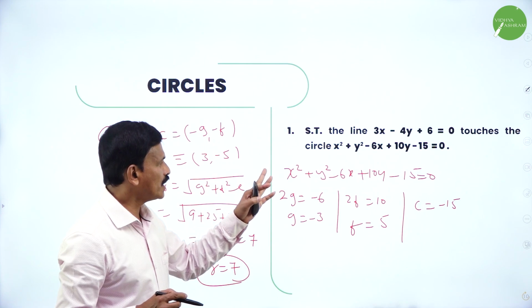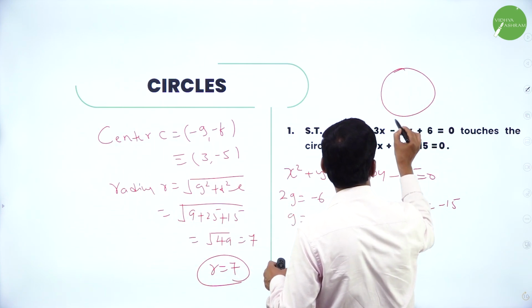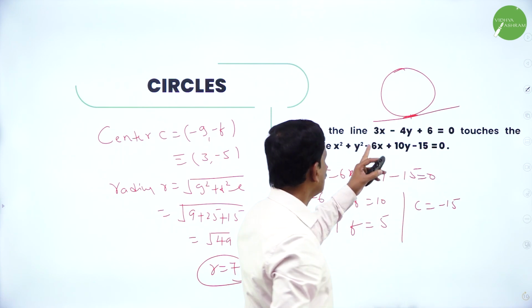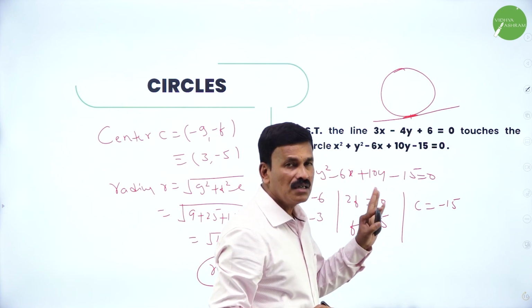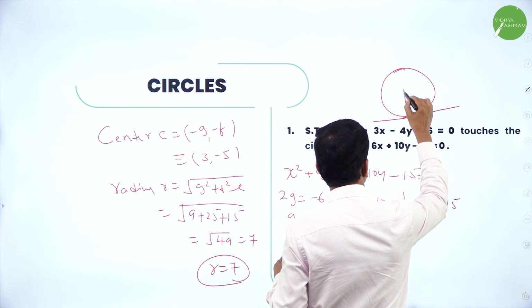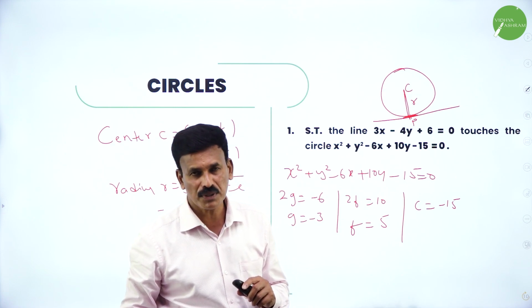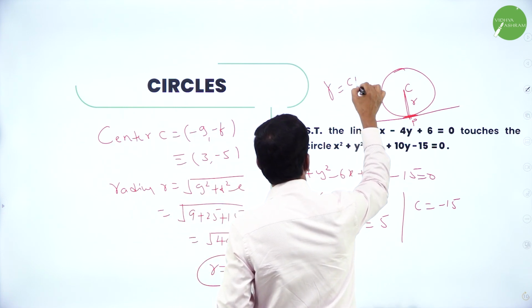So, show that the line, this is the circle, this is the line, right. Show that the line 3x minus 4y plus 6 is equal to 0 touches the circle. We know that whenever a line touches the circle, then the length of perpendicular from the center is equal to the radius. The radius is equal to the length of perpendicular. CP is equal to r. So, what is to prove here is r is equal to CP.